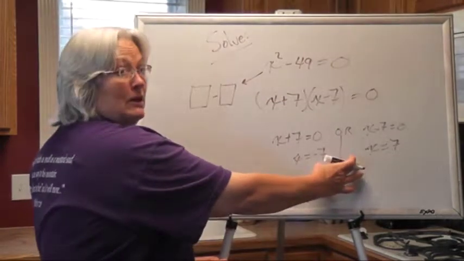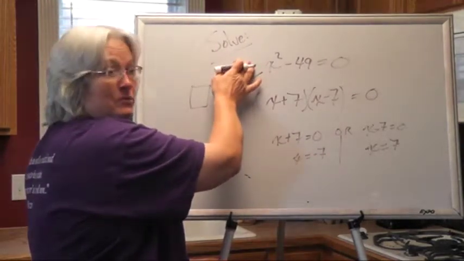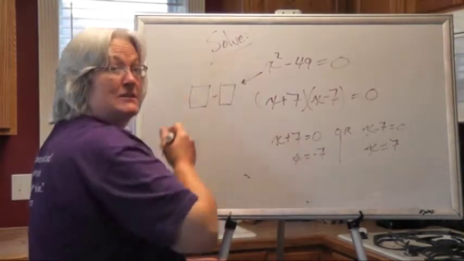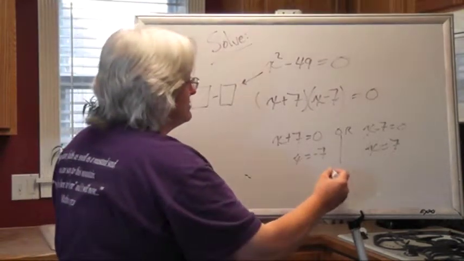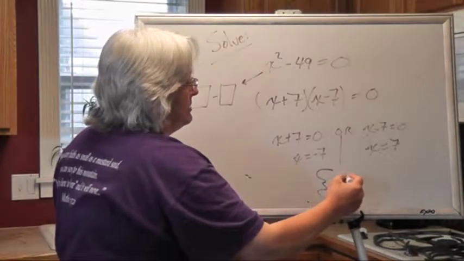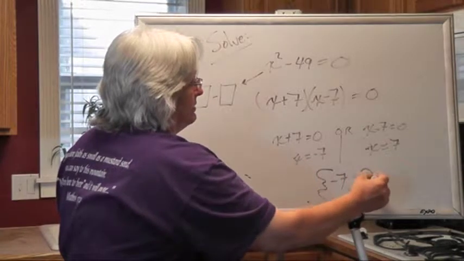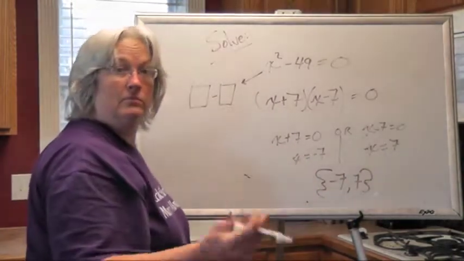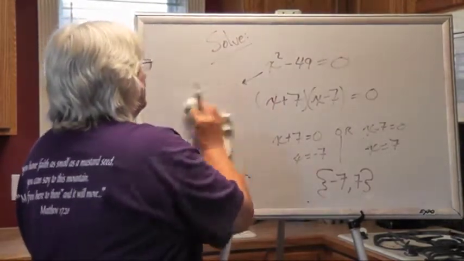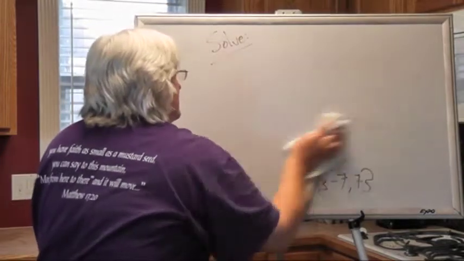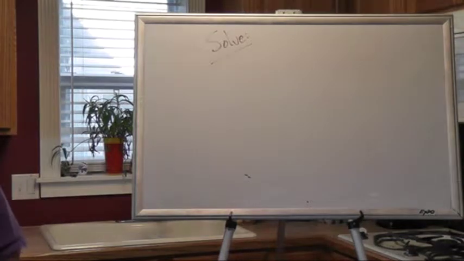Do these both work in the original equation? Yeah. 7 squared is 49, minus 49 is 0, and negative 7 squared is 49, minus 49 is 0. So the solution to example number 2 is the set containing negative 7 and positive 7. See, these are so not anything at all to be afraid of. Let's see what we want to do next.